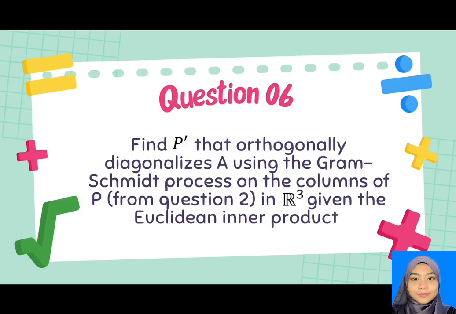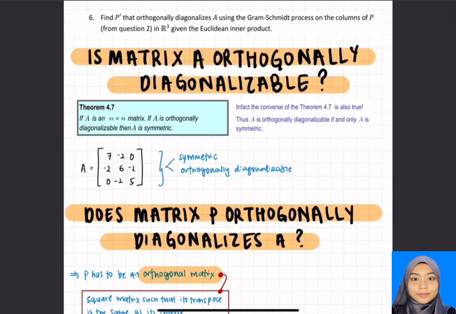For question 6, they ask us to find P prime that orthogonally diagonalizes A by using the Gram-Schmidt process. First, we need to know, is our matrix A orthogonally diagonalizable? By theorem 4.7, it states that for a square matrix A, if A is orthogonally diagonalizable, then A is symmetric. In fact, the converse of theorem 4.7 is also true. Thus, A is orthogonally diagonalizable if and only if A is symmetric. Here, we can see that our matrix A is symmetric. Thus, our matrix is orthogonally diagonalizable.